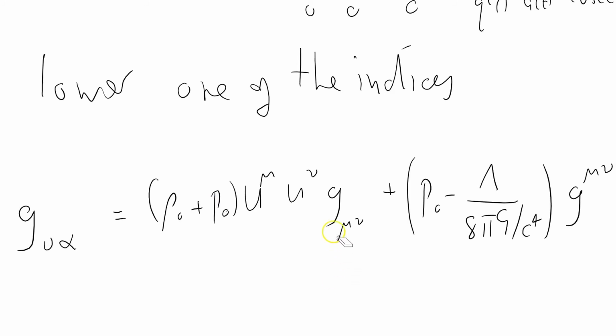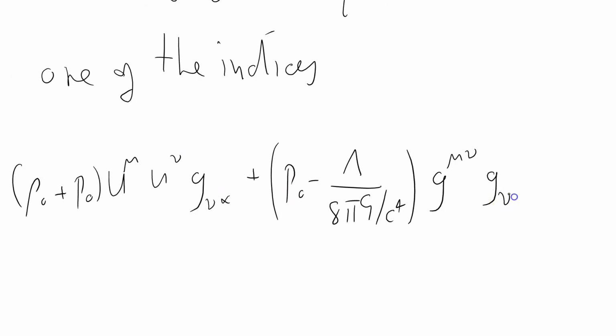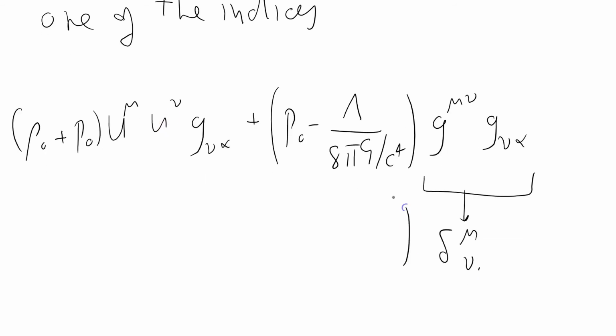Oh, I've got a nu down there. I'm killing both of them. I just meant to kill one. Mu alpha. Well, that's dead easy. We can do that one. That's just a Kronecker delta times mu and nu, which is again a tensor. I'll just write it in: P0 minus 8 pi G upon c to the 4.